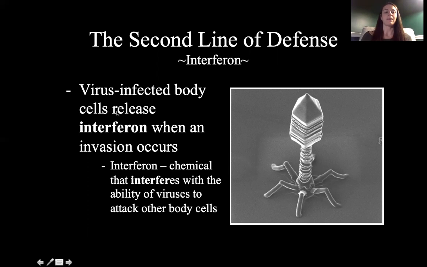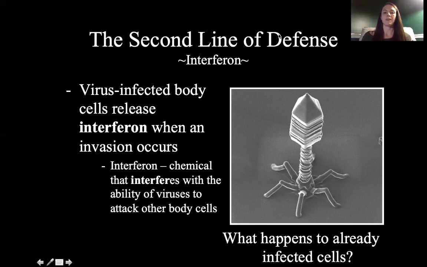So once a virus infects a body cell, that body cell, part of the second line of defense, will release a chemical called interferon. Interferon is a chemical that interferes with the ability of viruses to attack other body cells. So a cell knows that it's infected. It releases this chemical and basically prevents other cells from being attacked by that virus. So interferon is a chemical. It's part of our second line of defense.